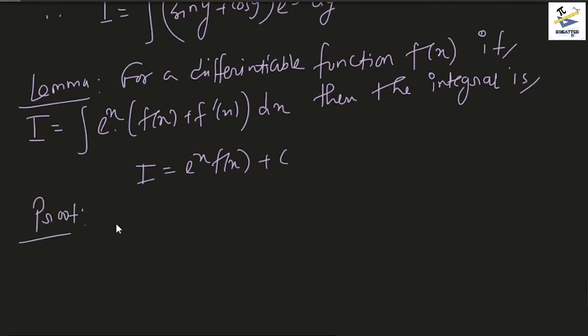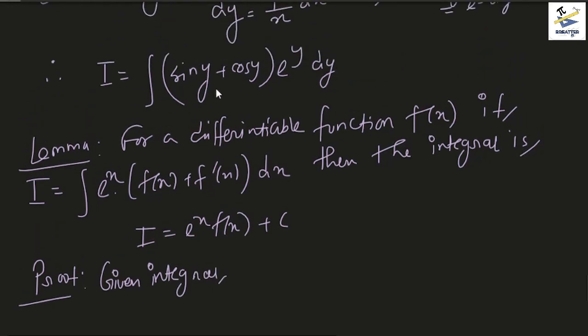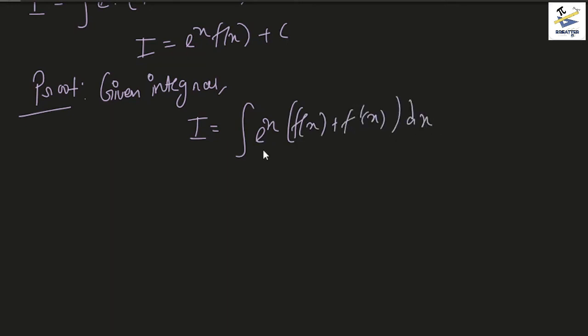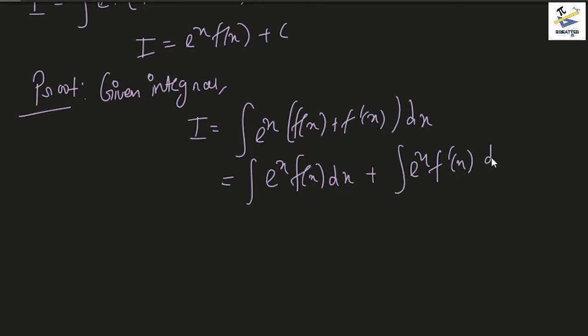We start with the given integral, and we shall see why this lemma is important in solving this particular problem. So the given integral is I equals the integral of e to the power x whole into f of x plus f dash x dx. Now let us separate it into two different parts, that is e to the power x into f of x dx plus e to the power x into f prime of x, or derivative of f of x, dx.